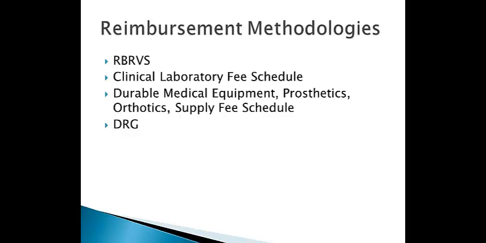Each diagnosis or discharge is categorized into a diagnosis related group, which is based on the patient's principal and secondary diagnosis as well as surgical and other procedures performed. Each of the DRGs has a payment weight assigned to it based on the average resources used to treat patients in that DRG. So those are just a couple of the types of reimbursement methodologies that you might see.